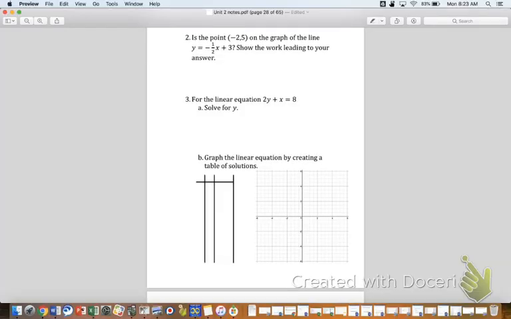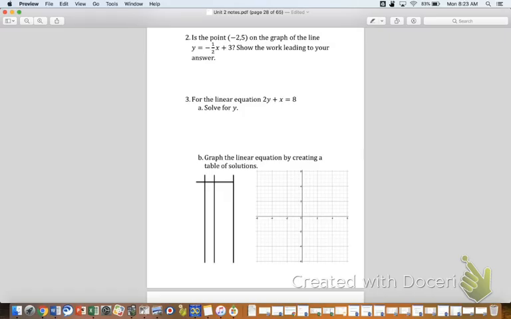It says, is the point negative 2, 5 on the graph of the line y equals negative 1/2 x plus 3? Show the work leading to your answer. So we just graphed the line based on plotting points, right? So what I'm asking you is, if I graph that line, y equals negative 1/2 x plus 3, would the point negative 2, 5 actually be on the line, or would it be somewhere off the line? Any suggestions on what you think we could do to decide the answer to this question? What do you think, Ben? Plug in 5 for y and negative 2 for x. Because that's what they are, right? It's x comma y. Okay, so let's try that and see what happens.